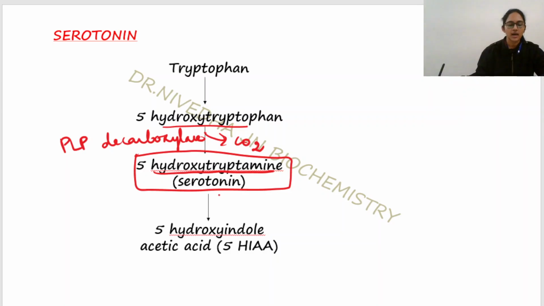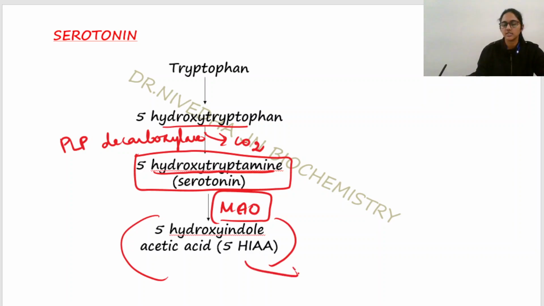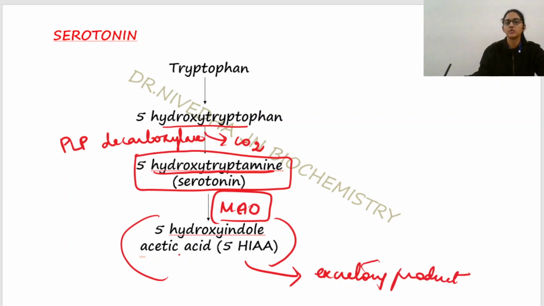All right. Now after this, how will serotonin be catabolized? The serotonin gets catabolized by the enzyme monoamine oxidase to 5-hydroxy-indoleacetic acid. This is one of the excretory products of tryptophan. You can find this product in the urine. So whenever higher levels of serotonin are formed, you will find more 5-hydroxy-indoleacetic acid in the urine.